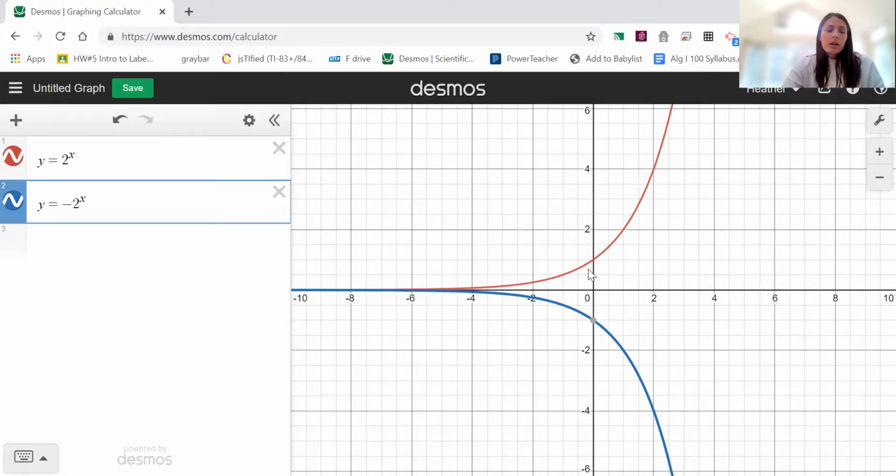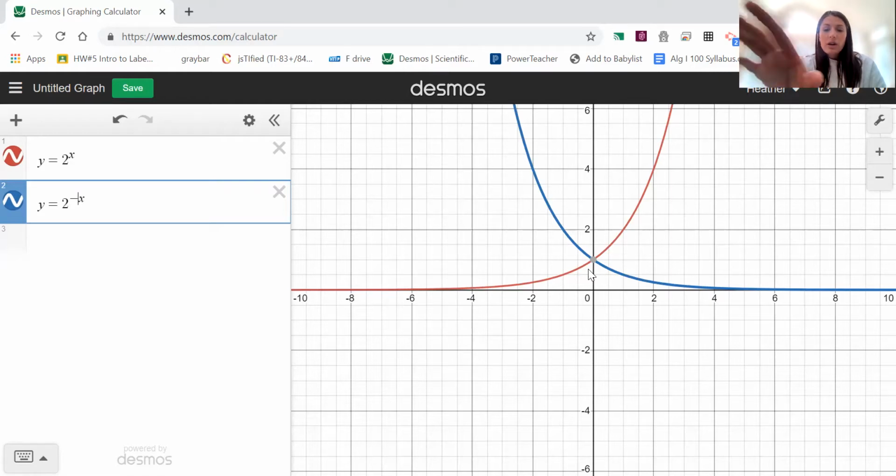Okay. Now, before we go back to our page, let's also look at the second part of that, which is what if I put a negative in the exponent? I'm going to put a negative up there and let's watch what happens. Putting a negative in the exponent flips it over the y-axis. See how that red graph, if I just flipped it over, now I have that blue graph, but flipping over the y-axis.